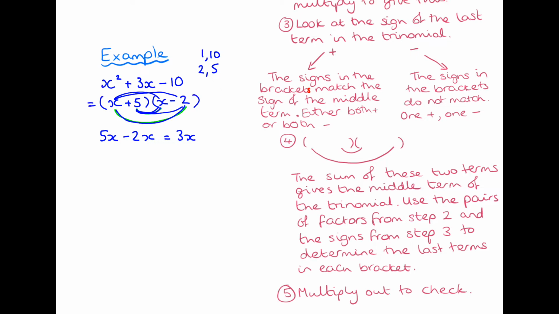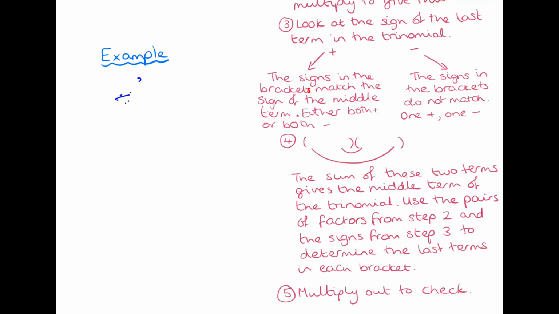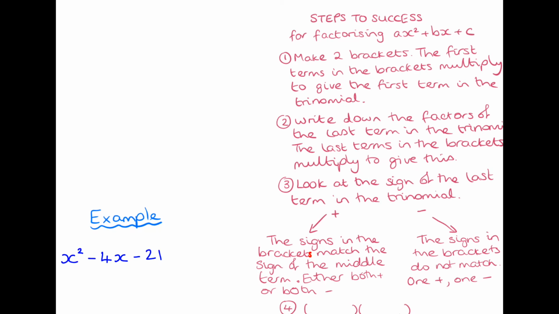Okay, so let's lose that one and we'll do another. We'll do just a few so we can get the hang of this. Okay, so the next example that we're going to look at is x squared minus 4x minus 21. Okay, so we're getting used to the first couple of steps now.